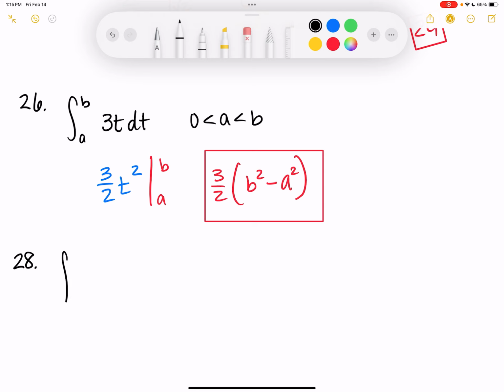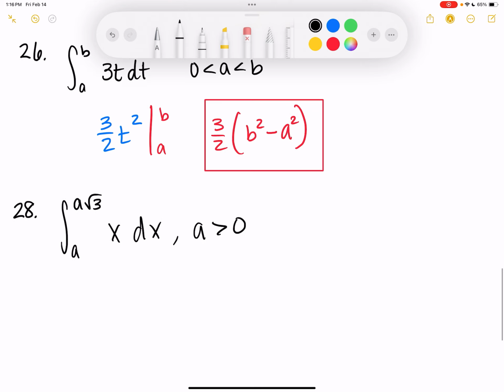28. The integral from A to A root 3, or they technically do root 3A, but I like the A in front because then it doesn't look like it's also under the radical, of x dx, where A is greater than 0. All right, Virginia's got this one. Let me think. Would it be 1/2 x squared? Yes.